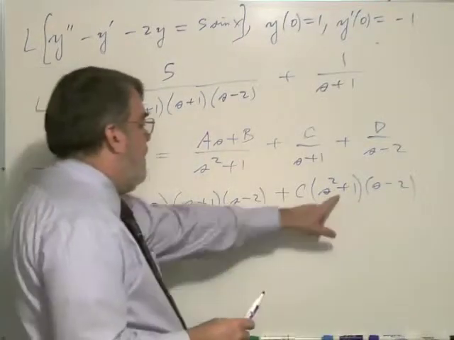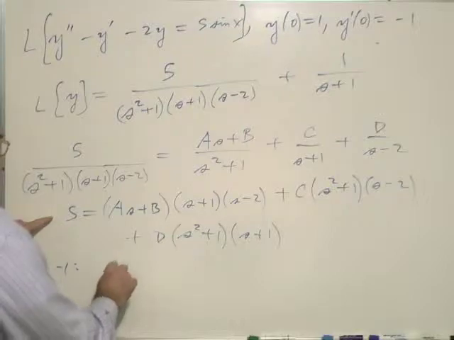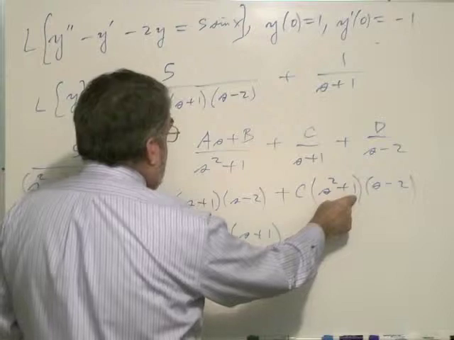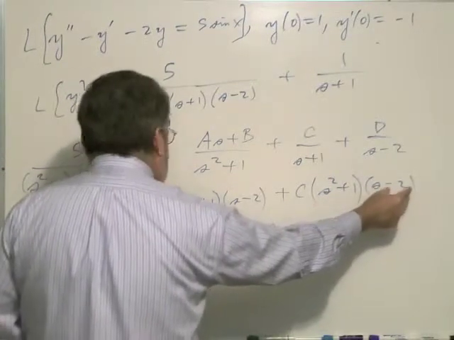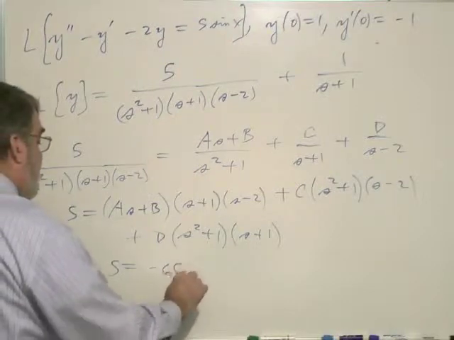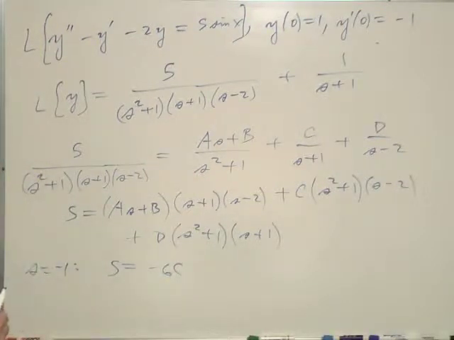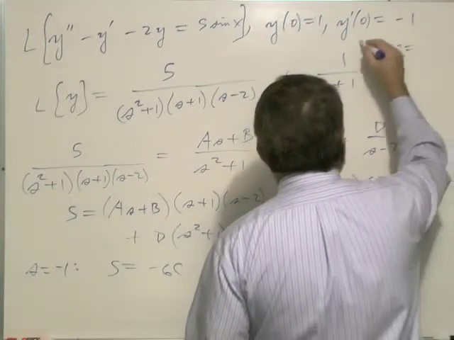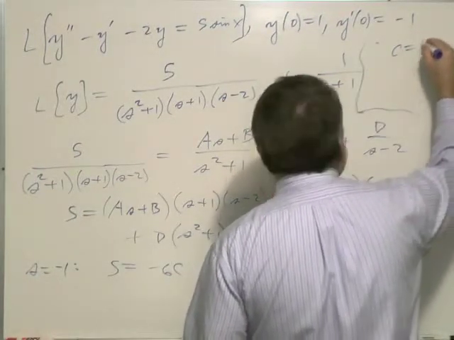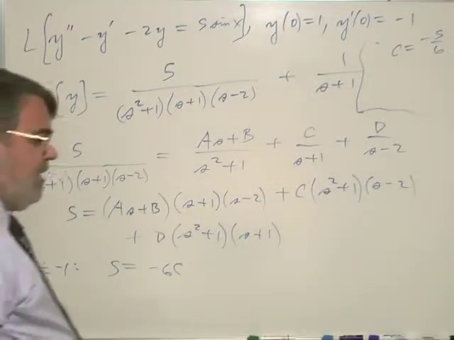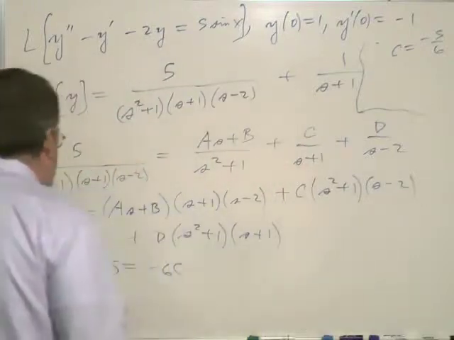So if I plug in negative 1, here I've got 5 equals to negative 1 squared is 1, 1 plus 1 is 2, 2 times negative 3 is negative 6, minus 6c. So, yep, that makes c equal to, I'll write it up here, c is equal to minus 5/6. Okay, well that's good to know. Now then, so we tried negative 1.